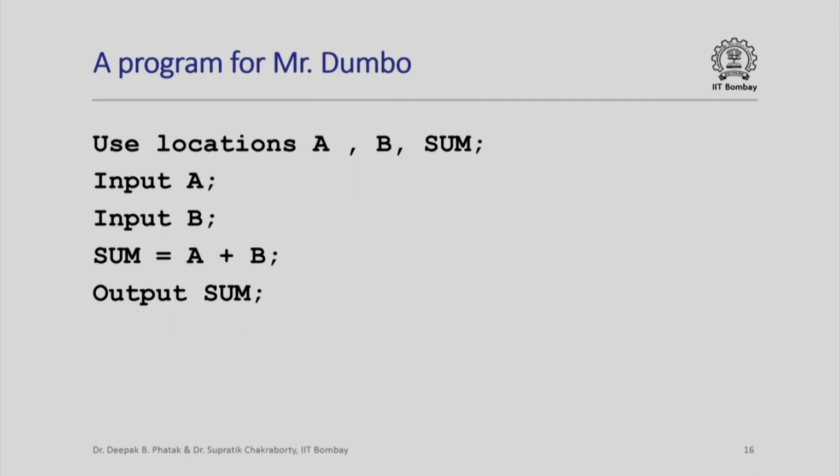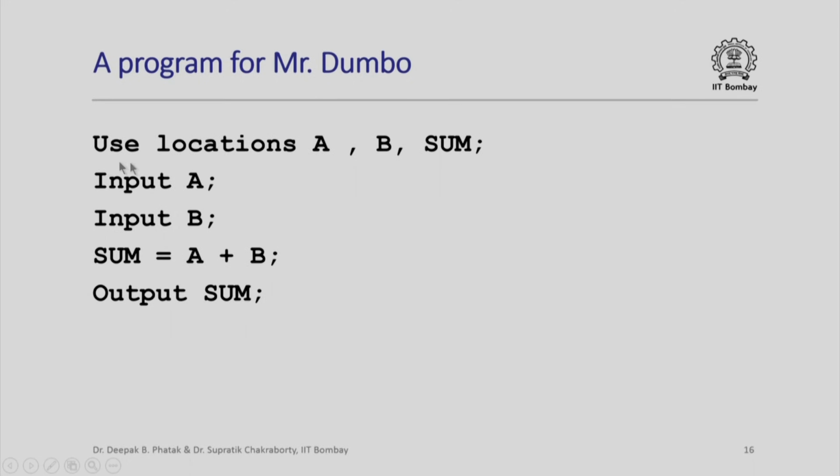The reason I have chosen a semicolon is to distinguish between one instruction and another. Two instructions which are written consecutively should be separated out by some symbol. Most programming languages these days use a semicolon, and that is the reason why we have decided that Dumbo should also be instructed using instructions which are separated by semicolons.